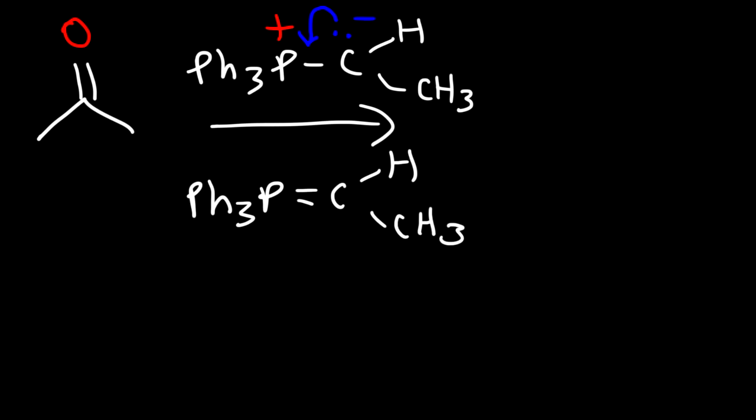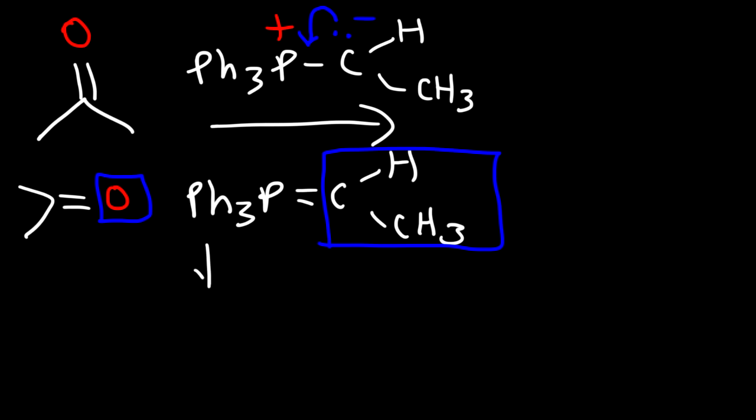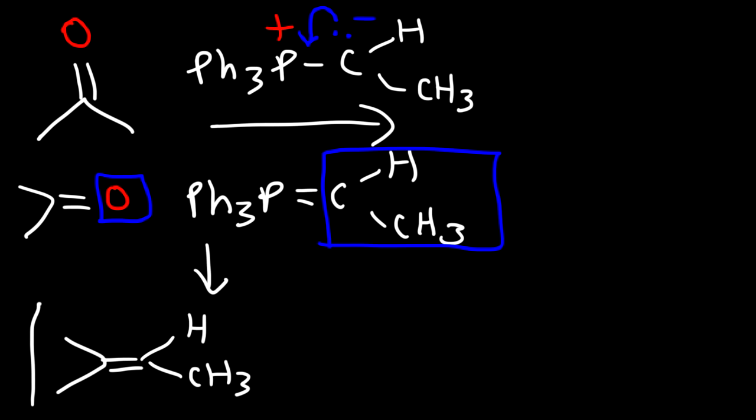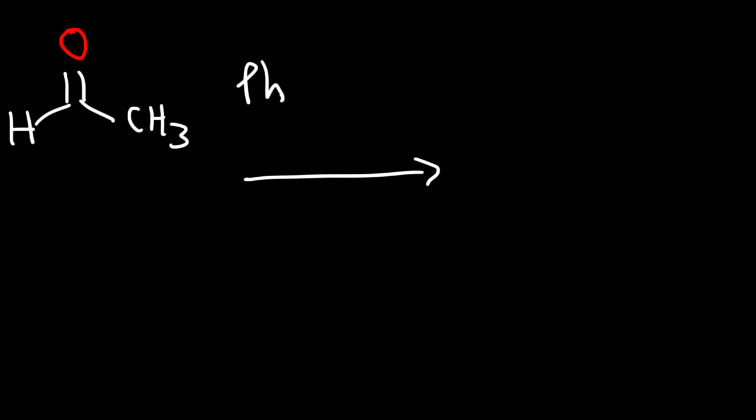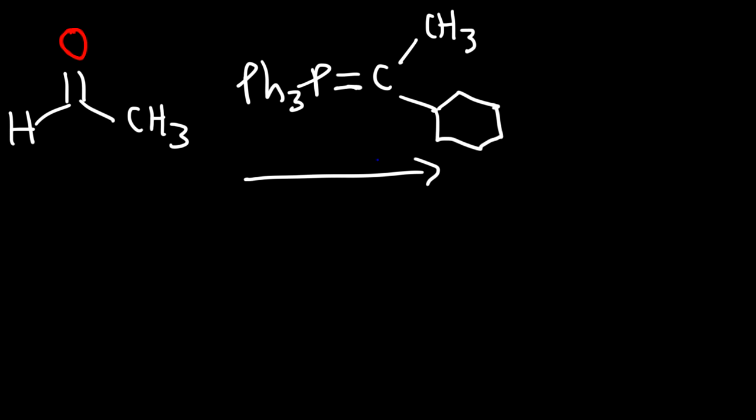The next thing I would do is rotate this ketone such that the double bond O is facing this double bond. And then the next thing I'm going to do is replace the oxygen with this group. And so the product of this reaction is going to look like this. Now let's say we have this particular reactant, acetaldehyde, and let's react it with an ylide that looks like this. So draw the products of this reaction.